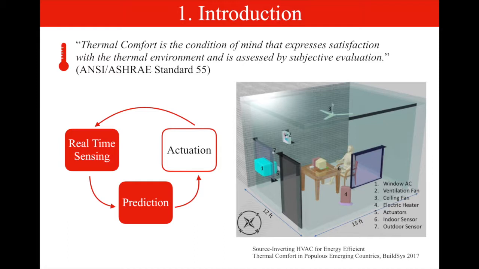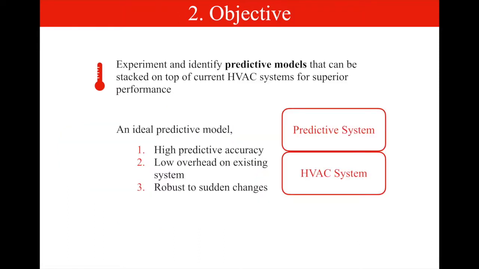For this case, in our project, we are mostly focusing on real-time sensing and prediction. To that end, we wanted to find out a predictive system that has these three properties. The first property is the model itself should have high accuracy. The second is it should have low overhead. The reason is whatever model that we introduce should stack on top of an existing system, so it should not overburden an existing system. And finally, it should be very robust to sudden changes.